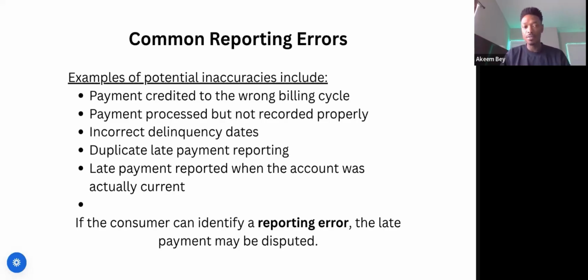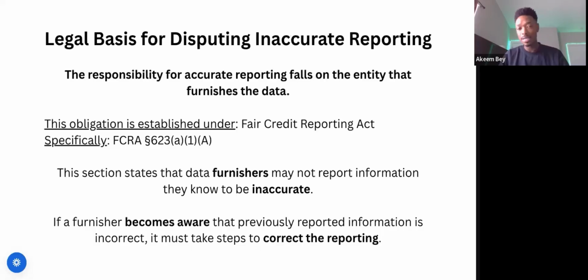So some common reporting errors, examples of potential inaccuracies, may include payment credited to the wrong billing cycle, payment processed but not recorded properly, right? Incorrect delinquency dates. So you want to cross-reference the delinquency date with the actual 2-year payment history where they may have marked that 30, 60, or 90-day late payment, right? Duplicate late payment reporting. Also, late payments reporting when the account was actually current, right? So if you can identify a reporting error, the late payment can be disputed and removed off your credit report. And this is how we typically get a lot of these late payments removed off of credit reports, right?